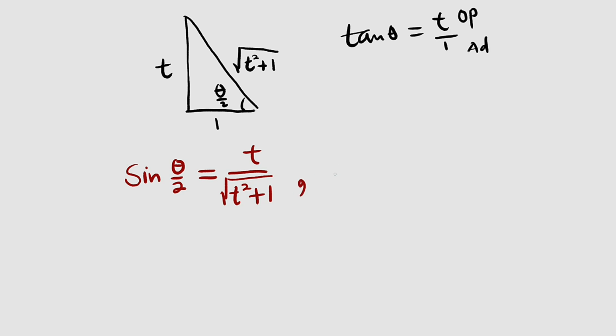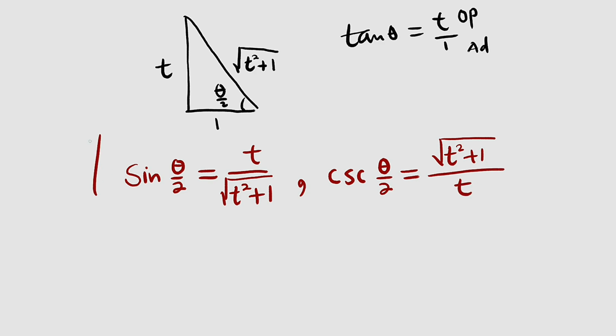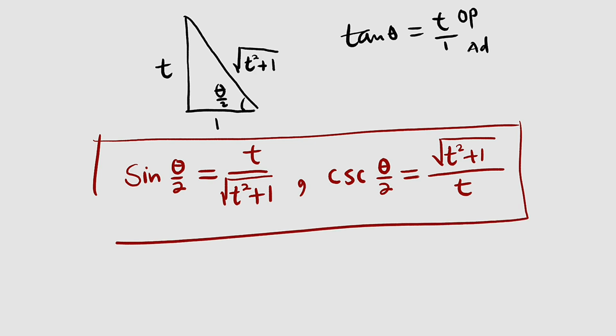What about its reciprocal, which is cosecant? Cosecant of theta divided by 2. Just flip upside down what you have to the right hand side. It will be the square root of t squared plus 1 divided by t. And this is another important one.